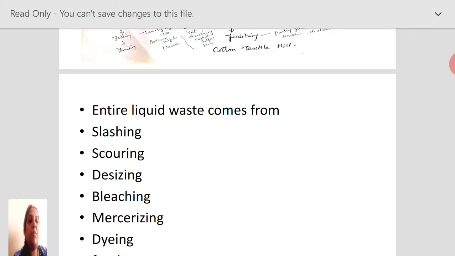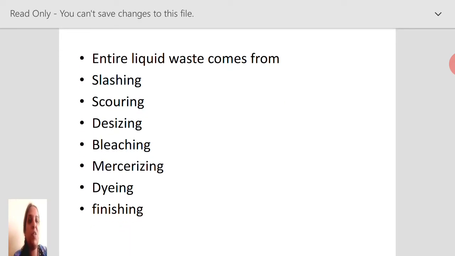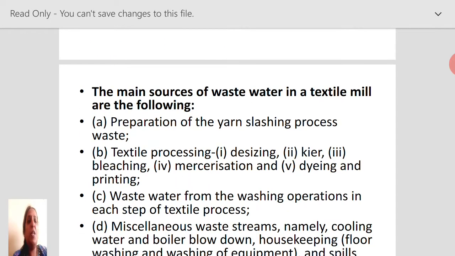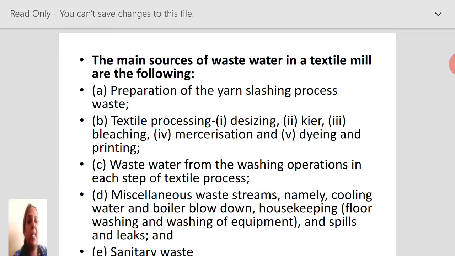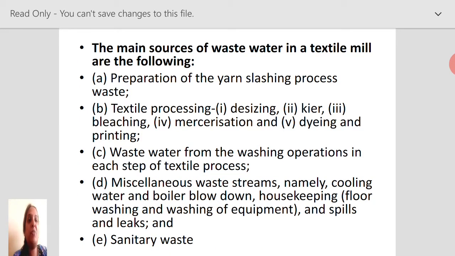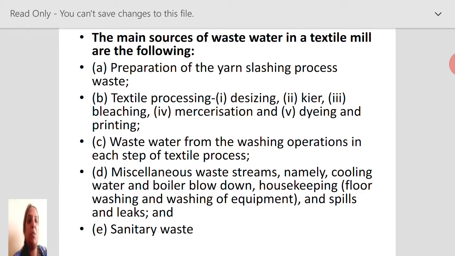The entire liquid waste that comes from the textile industry, as we saw, is from these operations: slashing, scouring, desizing, bleaching, mercerizing, dyeing and finishing units. Taken as a whole, the main source of wastewater is, first, the preparation of the yarn, the slashing process, where we get a major amount of wastewater. Apart from that, in textile processing, desizing, scouring, bleaching, mercerization as well as dyeing and printing give a major amount of wastewater.